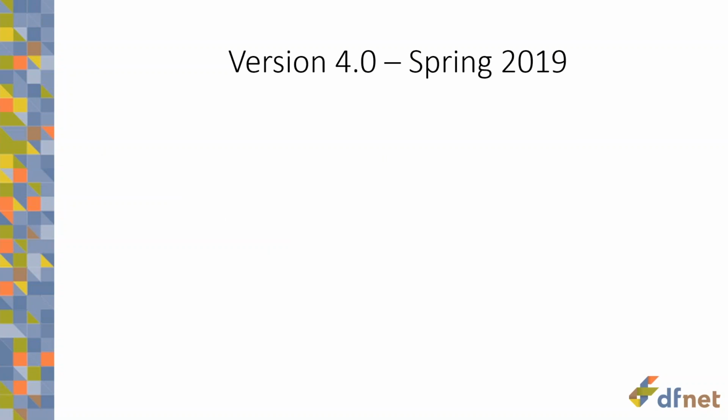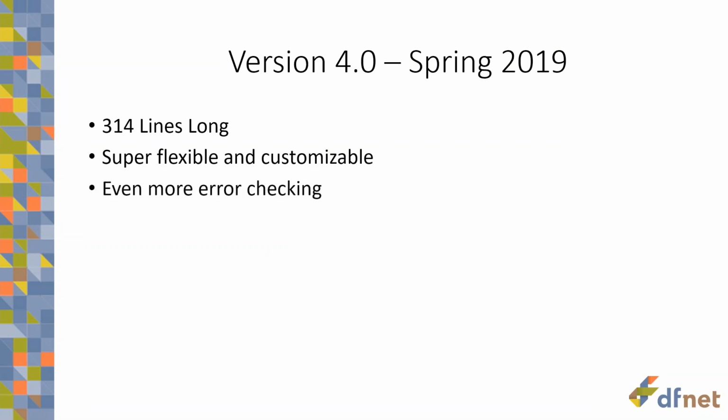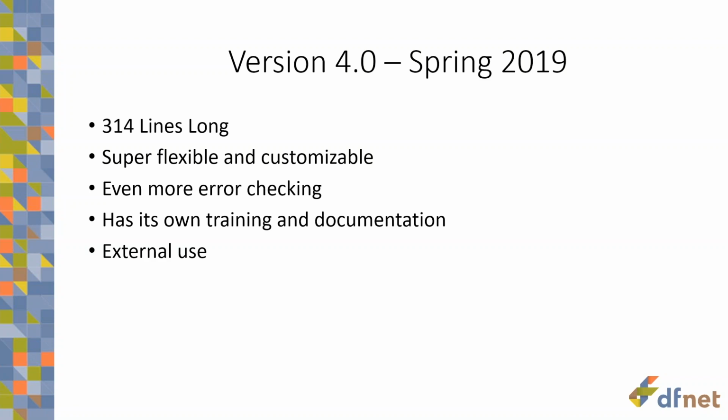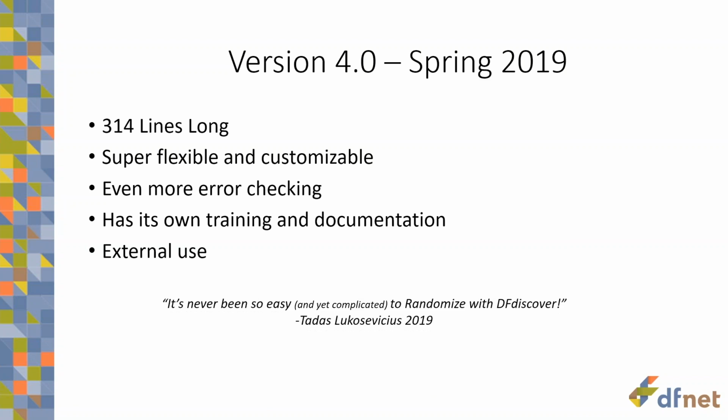And then finally here, with today's unveiling, we have an edit check that is 314 lines long. It is very flexible and customizable. Previous ones, you weren't allowed to customize things, really. It was all hard-coded. It has more error checking. It ensures that if a value is missing, a lookup table is missing, permissions aren't set up, it appropriately emails the right person with the right information. It has its own training and documentation, and it's being used by multiple clients now. It's never been so easy and yet complicated to randomize with DFdiscover.